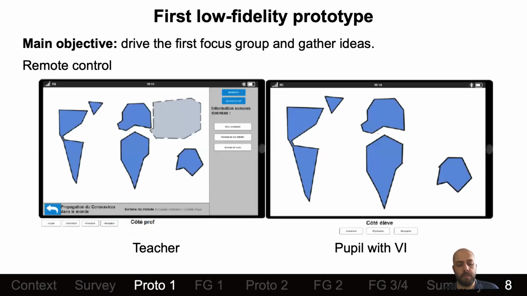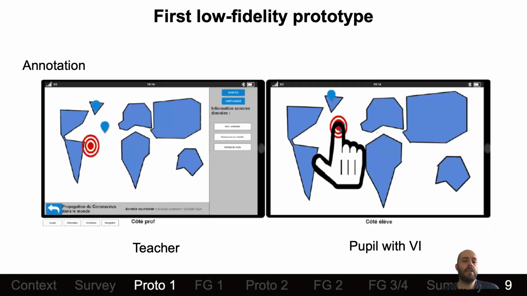Taking these considerations, we designed the first low-fidelity prototype. The goal of this prototype was to drive the following focus groups and to gather ideas. This prototype was based on using a commercially available tablet, both for the teacher and the pupil, as a way to display or explore graphics.